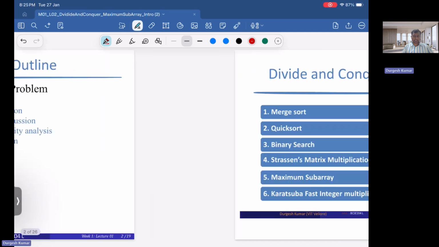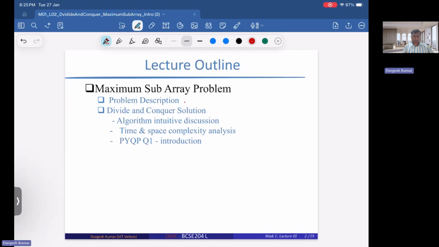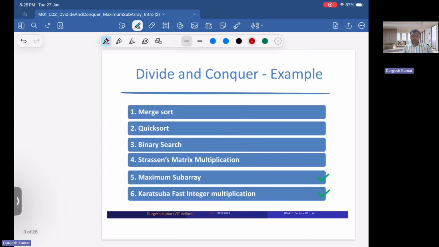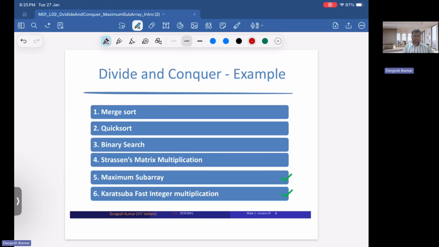So we are going to discuss today the problem description of the maximum subarray, divide and conquer solution, its algorithmic intuitive discussion, time and space complexity analysis, and one problem introduction from a previous year question paper. Moving forward, we have seen that these are the popular examples in the divide and conquer approach, and we will discuss today the maximum subarray problem.